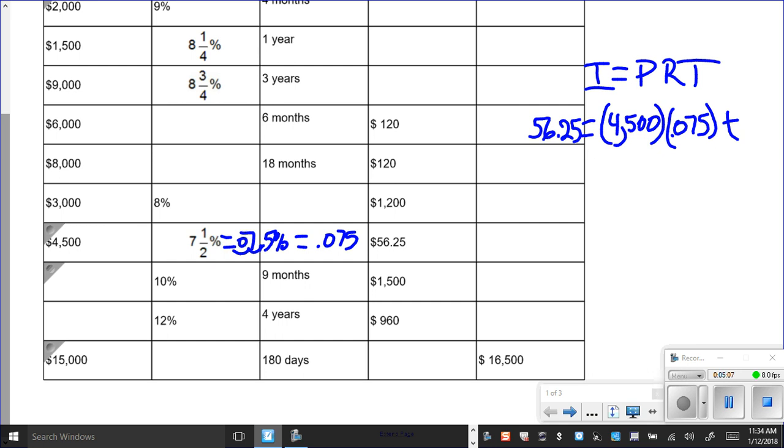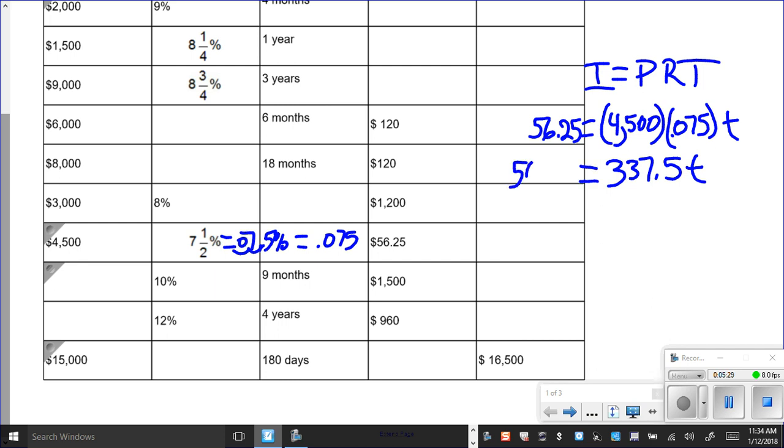So 4,500 times 0.075. And we get $337.50. That equals this answer. We still have to multiply that by t. When you multiply a number by a variable, they become one term.